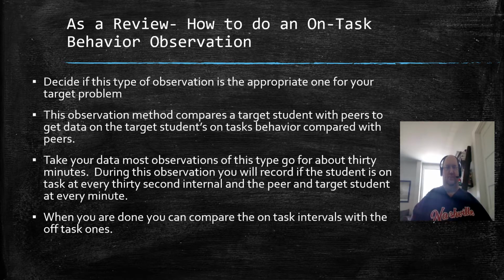In summary, this observation method compares a target student with their peers. Usually these observations take between 15 and 30 minutes. Like I said, you can simply compare on task or off task if you really want to keep it simple. This type of observation gets pretty complex in a hurry. Anyway, I just wanted to give people an idea of what they were supposed to do for the assignment and give the rationale behind an on-task behavior observation.